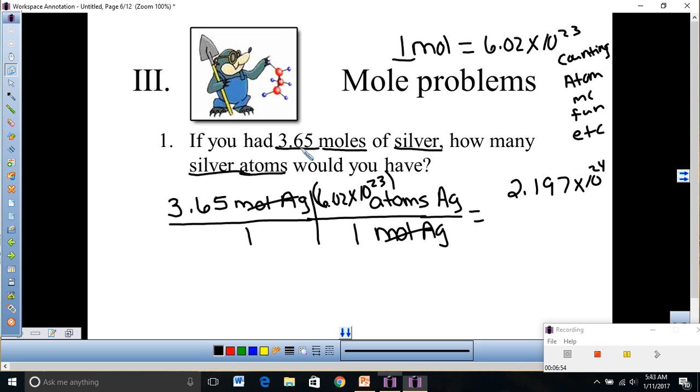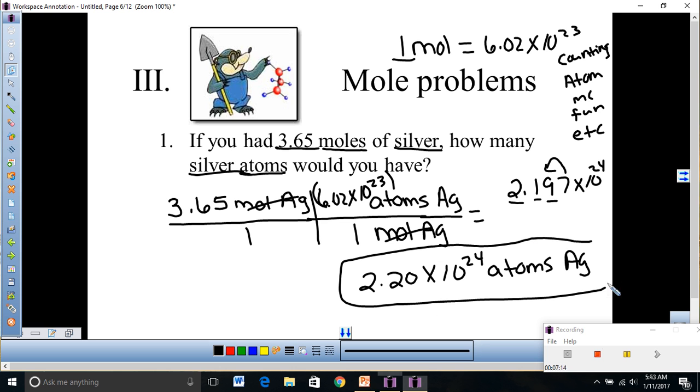We want 3 sig digs. So there's 1, 2, 3. This is 2.19. So this is actually going to round to 2.20 times 10 to the 24th. And then my unit would be atoms of silver. And the reason it's atoms is because silver is just an atom.